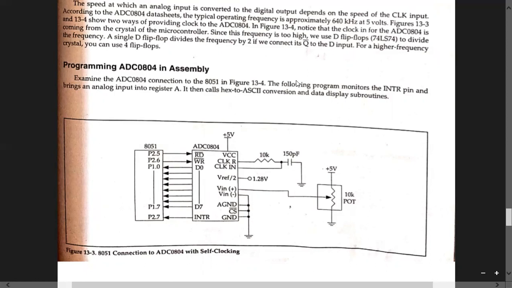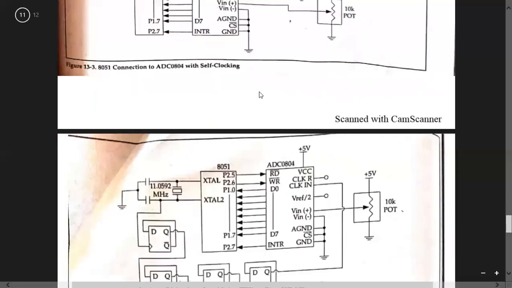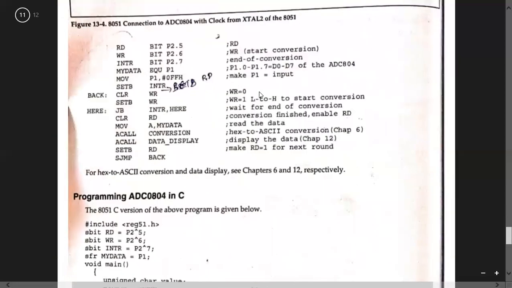The following program, which we are studying, is monitoring the interrupt pin and allows an input to register A. That input has to be converted from hex to ASCII to display the output. Got it? Yes, ma'am.